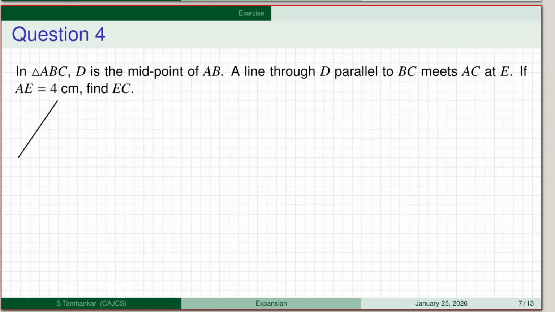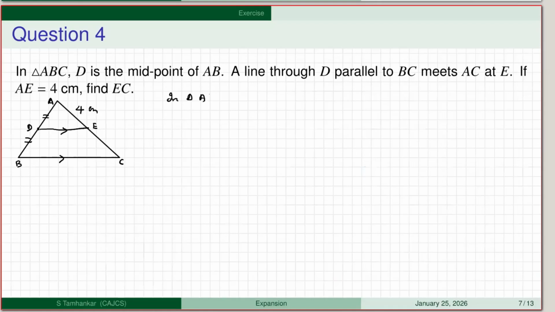Okay, let's complete the diagram for this question now. So this is triangle ABC. D is a midpoint of AB, and a line through D is parallel to BC. So this is a line which is parallel to BC and it meets AC at point E. Now AE is given to be 4 centimeters and D is a midpoint, so this is already there. And we have to find EC. So this is again a very straightforward application after solving a few earlier questions.